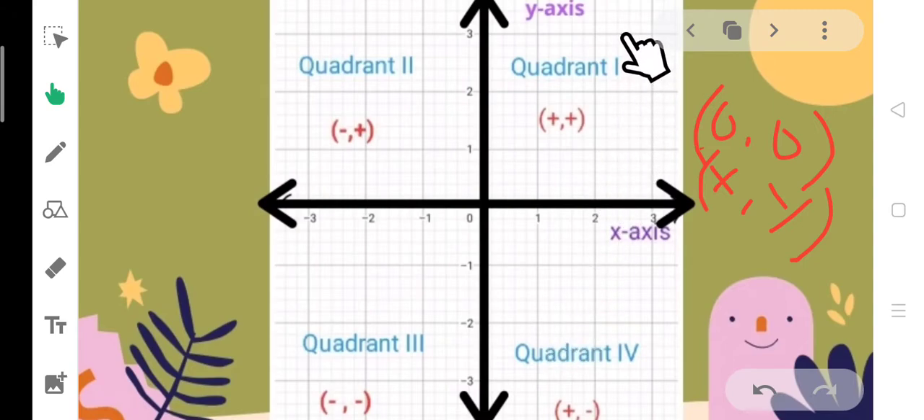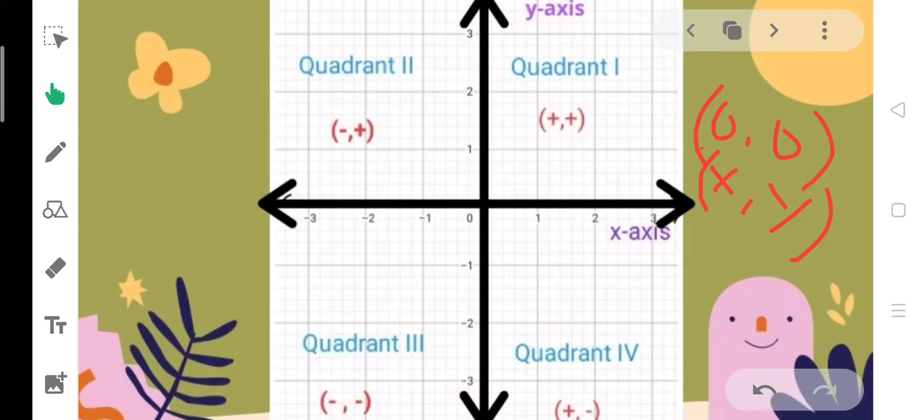Now, all the points in this quadrant have the coordinates of positive x and positive y. Positive x, positive y. So, we are going to name the points, naming first the x before the y. For the second quadrant, we have negative x, positive y. For the third quadrant, we have negative x, negative y. For the fourth quadrant, we have positive x, negative y.